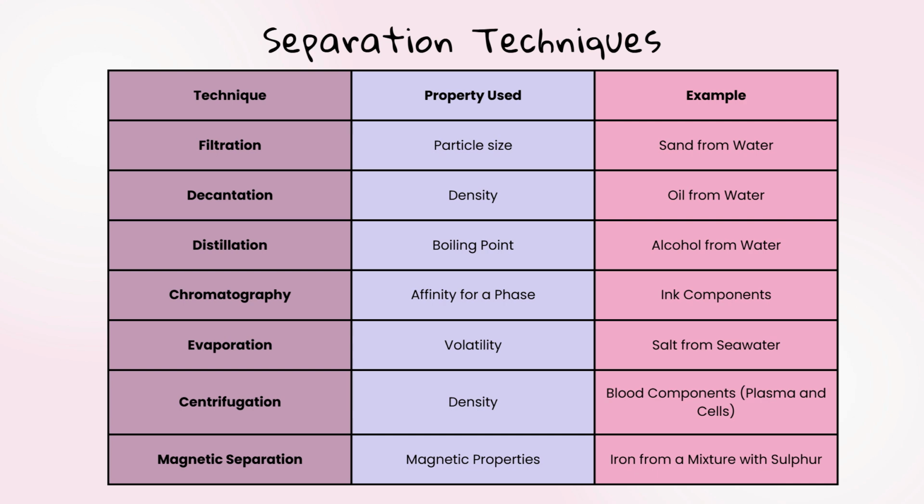And then lastly, we have magnetic separation, which uses magnetic properties. An example of a mixture that uses magnetic properties would be iron from a mixture of sulfur.